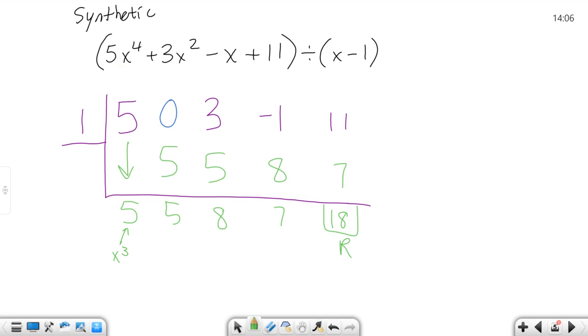So my answer, I'm going to have to write it kind of down low here because I don't know if I have enough space out here. So it's going to be 5x to the third. That's this 5 here. What about this 5 here? That's x squared, so plus 5x squared. Then we have this, which is plus 8x. Then here's your constant, the one that doesn't have an x on it, plus 7. And then my remainder is positive, so plus 18 over what? Well, what did I divide by to begin with? X minus 1, so that's what goes under my remainder, in this case 18.